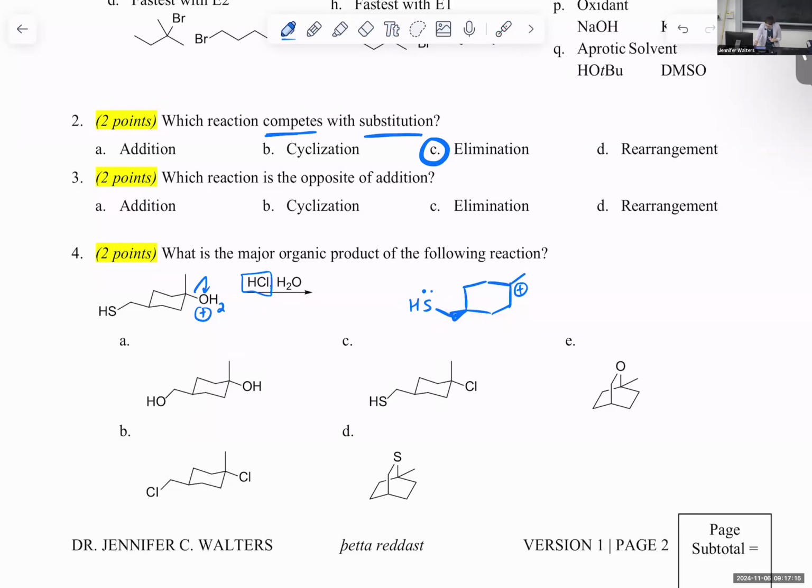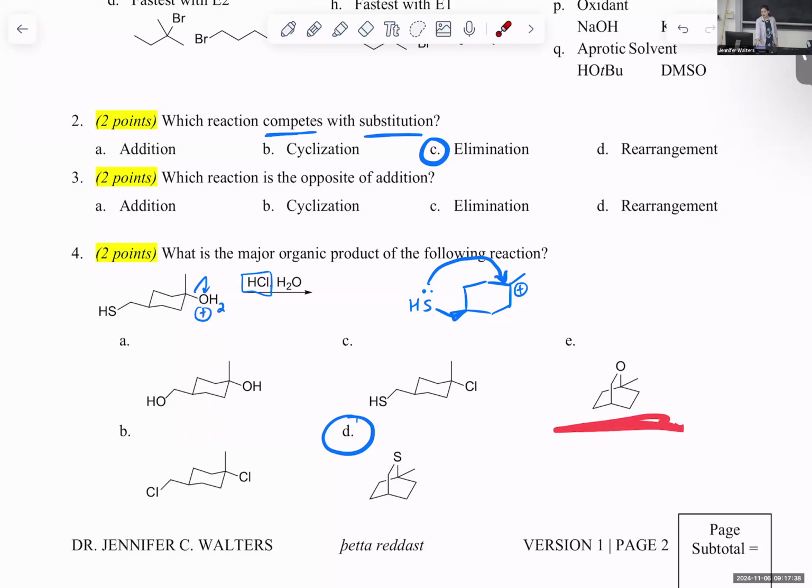I'm going to do an intramolecular cyclization. And so that's what we're seeing for D. That is showing that the sulfur atom was acting as the nucleophile, and the oxygen acted as the base. That's why it was the leaving group. So that's why E is wrong.